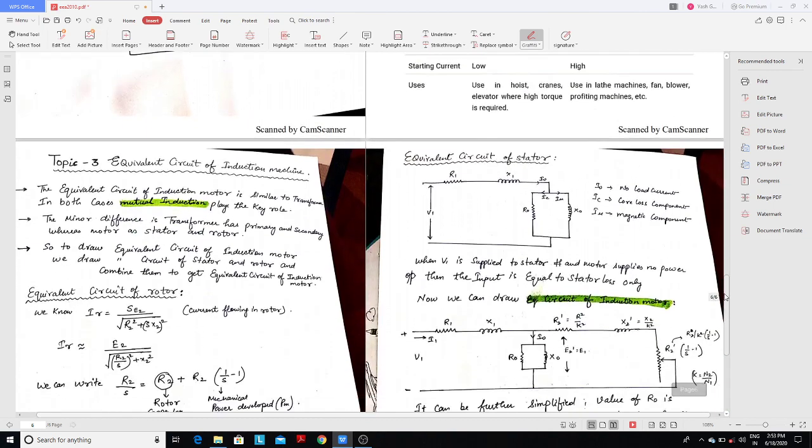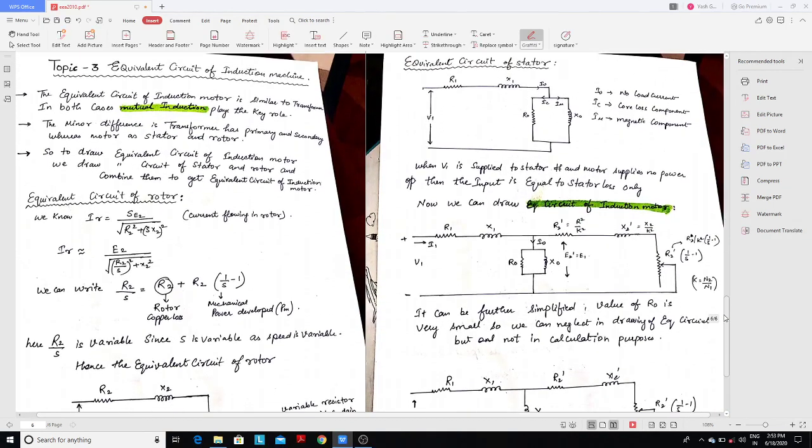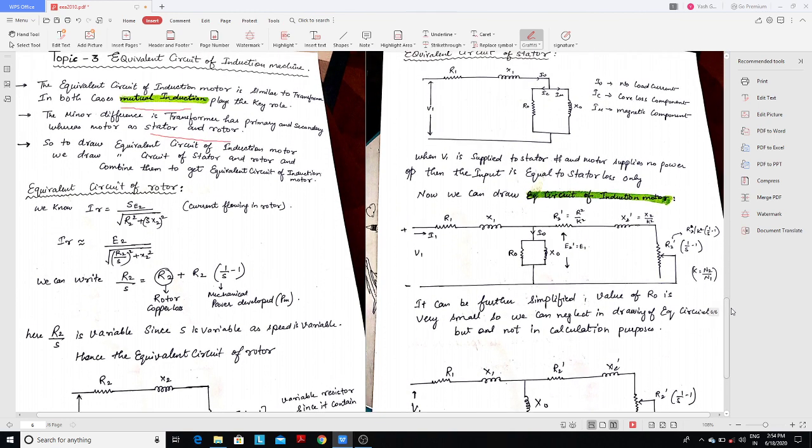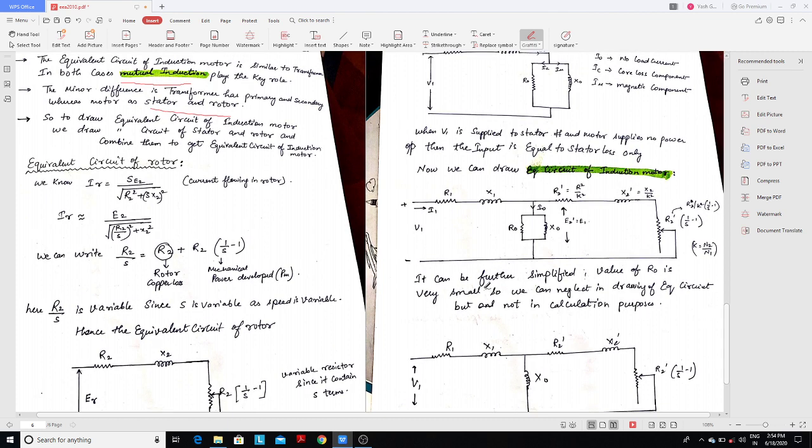Now let's discuss another topic, the equivalent circuit of an induction motor. The equivalent circuit of an induction motor is similar to that of a transformer, as both use the principle of mutual induction. The only difference is that in place of primary and secondary winding, in a motor there is a stator and rotor. To draw the equivalent circuit of an induction motor, we draw the circuit of stator and rotor separately and combine them to get the equivalent circuit of a full three-phase induction motor.